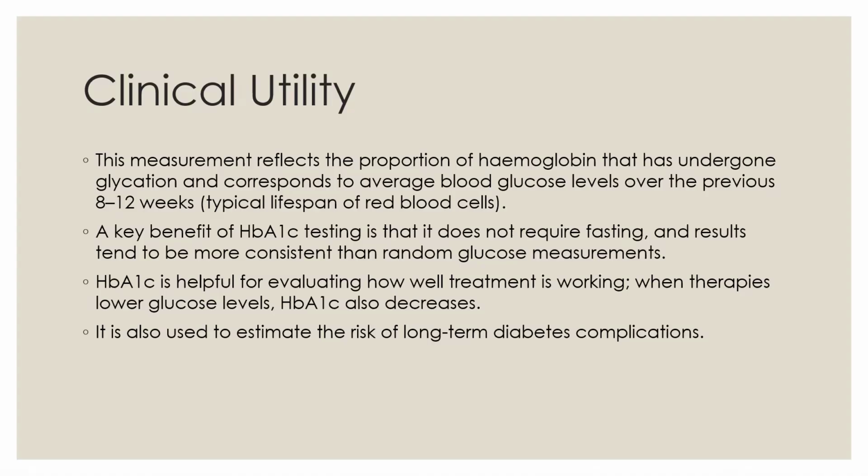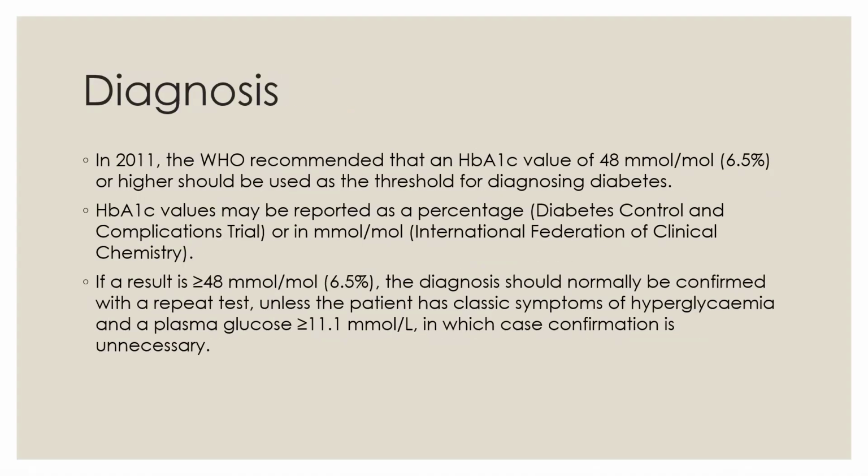It is also used to estimate the risk of long-term diabetes complications. If, for example, a patient is consistently above the threshold of 6.5% or 48 millimoles, they may be at greater risk of the micro and macrovascular complications of diabetes. In 2011, the World Health Organization recommended that an HbA1c value of 48 millimoles or 6.5% or higher should be used as a threshold for diagnosing diabetes.